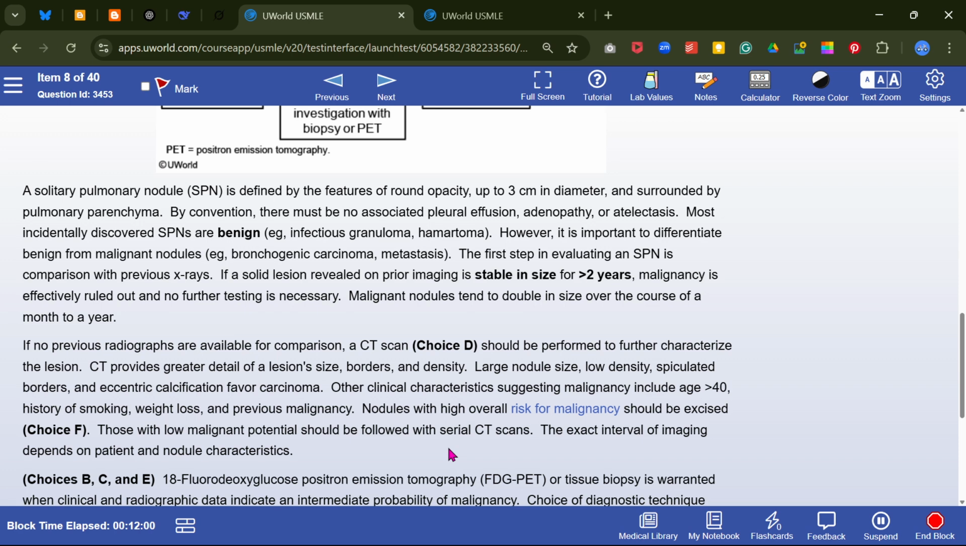If no previous radiographs are available for comparison, HRCT should be performed to further characterize the lesion. CT provides greater detail of a lesion's size, border, and density. Large size, low density, spiculated border, and eccentric calcification favor carcinoma.